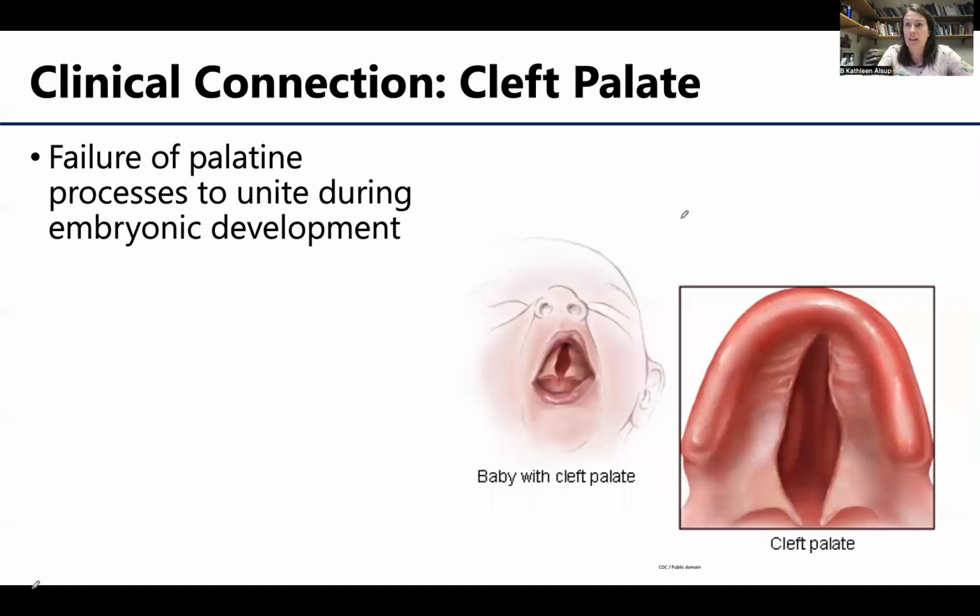And if you've ever heard of a cleft palate, this can be a failure of the two sides to unite, both in terms of the soft palate as well as the hard palate. And this generally is due to a failure to unite during embryonic development. And you can have a cleft palate with a cleft lip, but not necessarily so. Generally, a cleft lip is actually more common than a cleft palate.